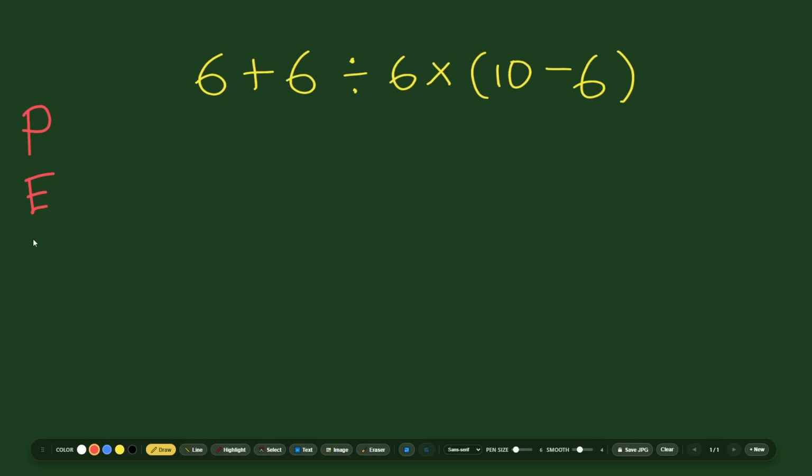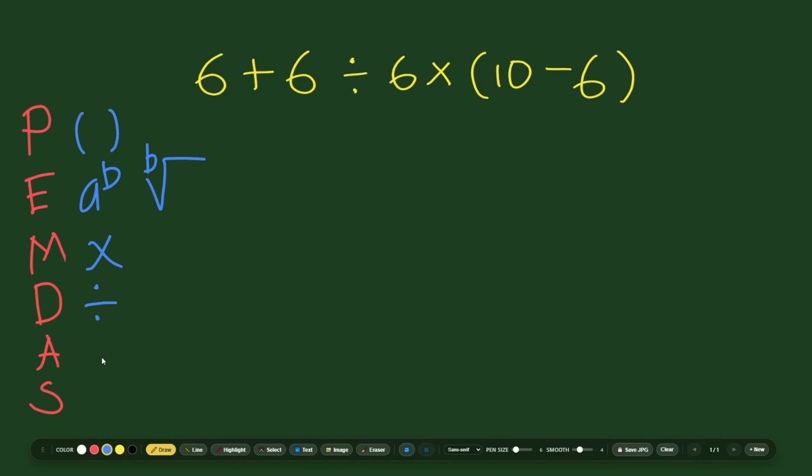Remember, the rule is PEMDAS. P: parentheses first. E: exponents, powers, square roots, and so on. MD: multiplication and division, left to right. A and S: addition and subtraction, left to right.